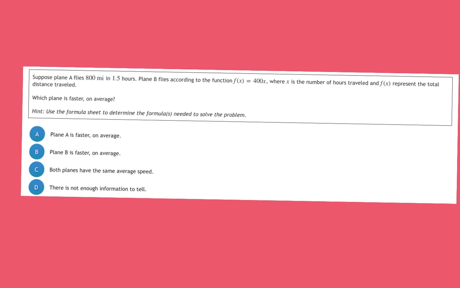In this video, we're going to determine which plane flies faster, plane A or plane B. We're going to use the formula distance equals rate times time, and we're going to write it for each plane.